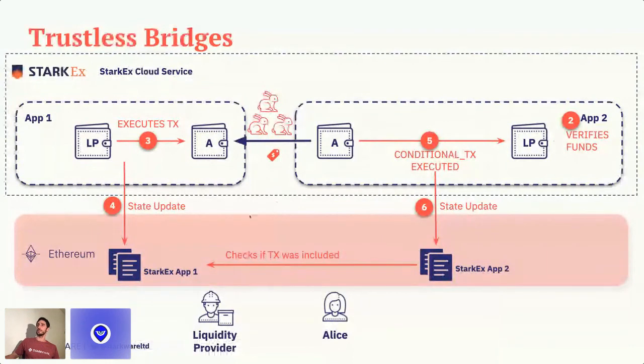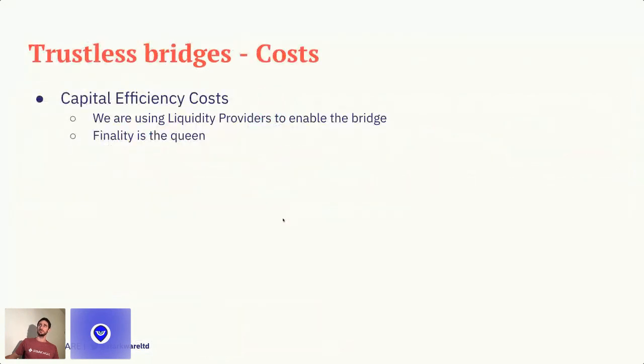Now we need to understand. So we said it was very inexpensive from the perspective of Alice, but let's understand if there are maybe other costs that are involved in this process. So the first cost that is involved here is the capital efficiency cost. And what I mean by that is that we are using a liquidity provider to enable the bridge, right? And this liquidity provider has some cost involved with the capital that he's providing.